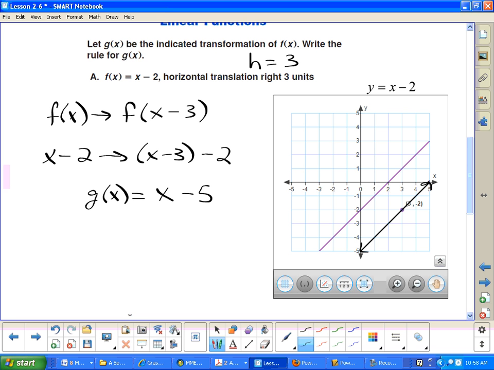So if it's horizontal, since this says 3 units to the right, it's going to be x minus 3. If it said 3 units to the left, then we would put x plus 3 in here. If it's right, it's positive. If it's left, it's negative. So if it was to the left, we would say f of x minus -3, because h would be -3 if we're going to the left, which when I simplify that, would be f of x plus 3.